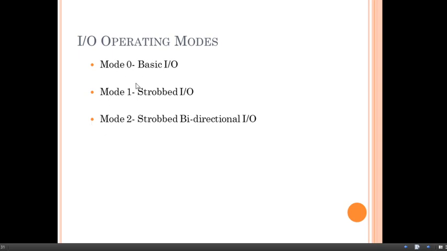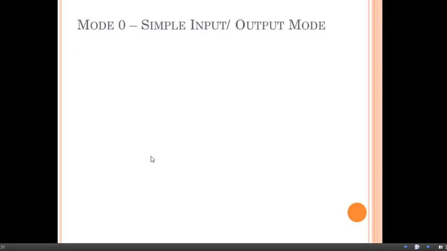8255 is working in two modes, BSR mode and IO operating mode. In IO operating mode, there are again three basic IO operating modes. Mode 0, it is called as basic input output or simple input output mode. Mode 1 is strobed input output and mode 2 is strobed bidirectional input output. So first one is mode 0, that is simple input output mode.